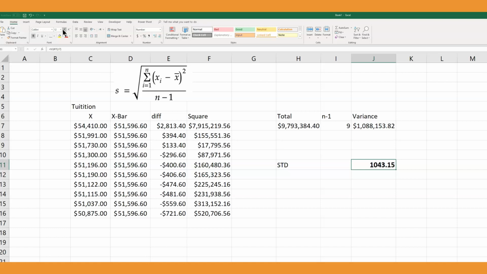So I hope you learned how to use Excel to do something manual very quickly. Notice the standard deviation is the square root, using the square root function, of the value of the variance, which was calculated by summing all the squared differences and dividing by n minus 1, which is 9 in this case. Very easily we were able to obtain the square root of that value, which is the standard deviation.